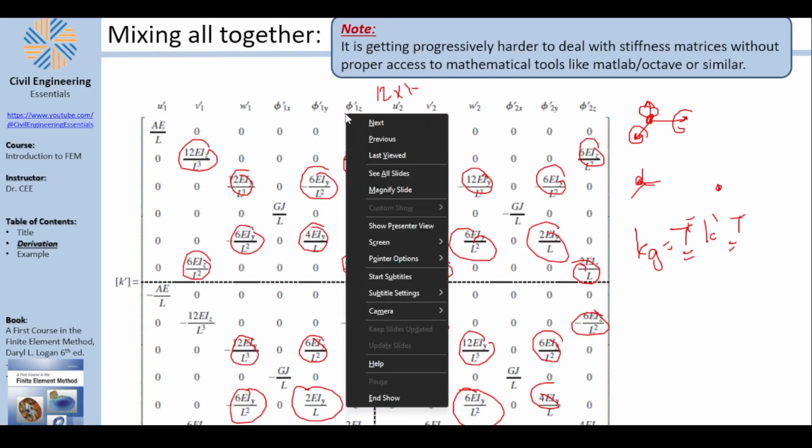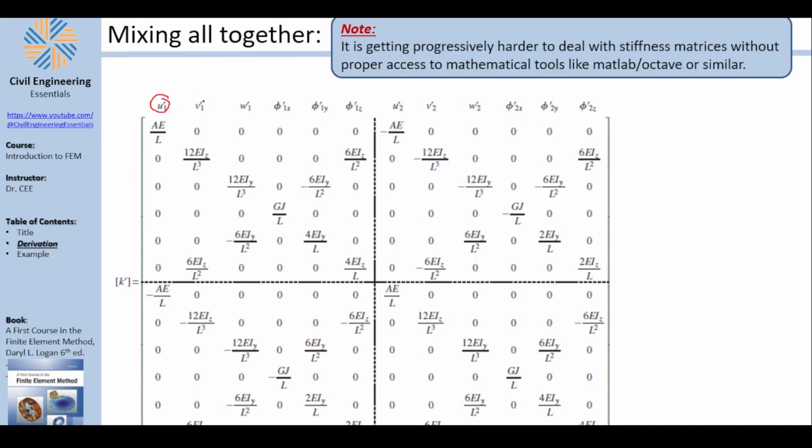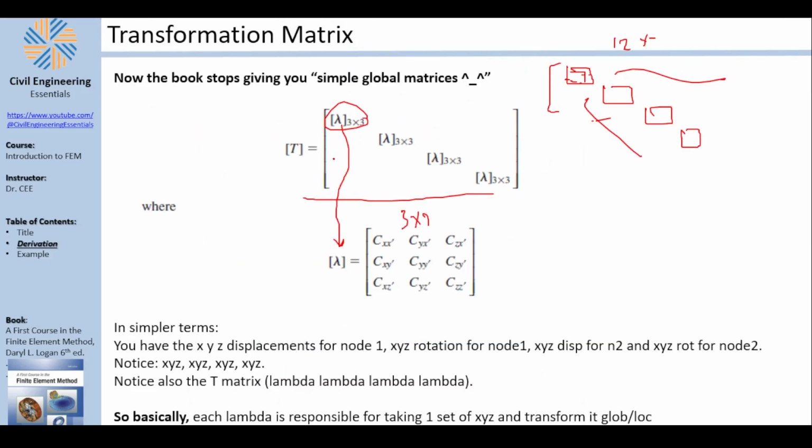If you remember back here, you can see there is a pattern. Local X displacement, local Y displacement, local Z displacement. And then local X rotation, Y, Z rotation. You can see X, Y, Z, X, Y, Z, X, Y, Z, X, Y, Z. So each one of those things needs to be transformed. This transforms the displacements X, Y, Z for the first node. This transforms the rotations X, Y, Z for the first node. This transforms the displacement X, Y, Z for the second node. And this transforms the rotation X, Y, Z for the second node. So basically, each lambda is responsible for one set of X, Y, Z, from global to local and so on.